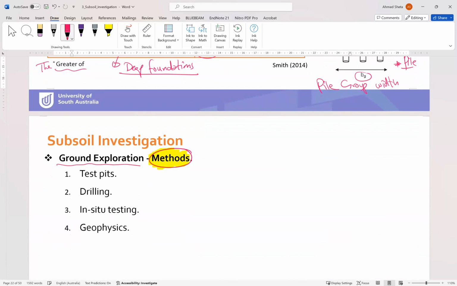Okay, the next step is what are the methods we are using for the ground exploration process. The first one is called test pits. We have also drilling, we have in situ testing, and we have geophysics. Geophysics is not a very common procedure, so we will just know the name of it. But the other three we will go into details.